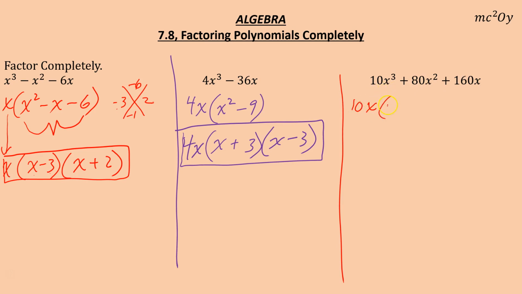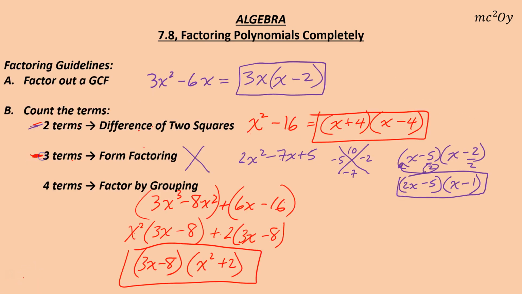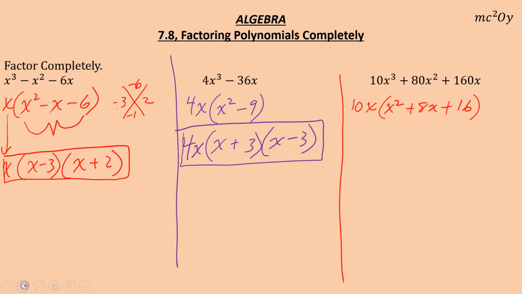10x times what is 10x cubed? That is x squared. 10x times what is 80x squared? That is 8x. 10x times what is 160x? That is 16. Count the terms: 1, 2, 3. 3 terms means I need to check for form factoring first.